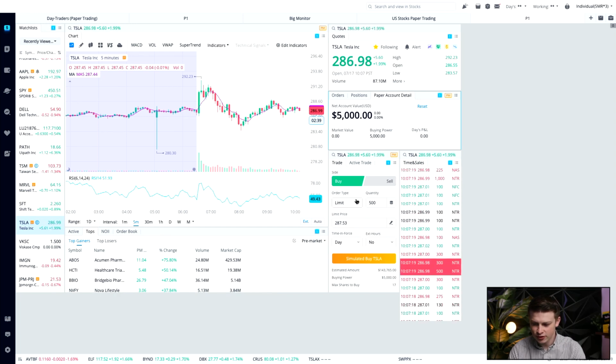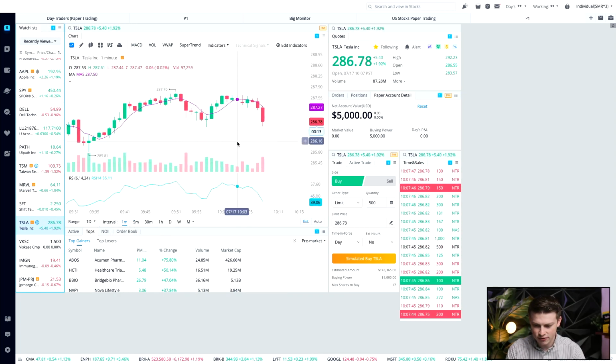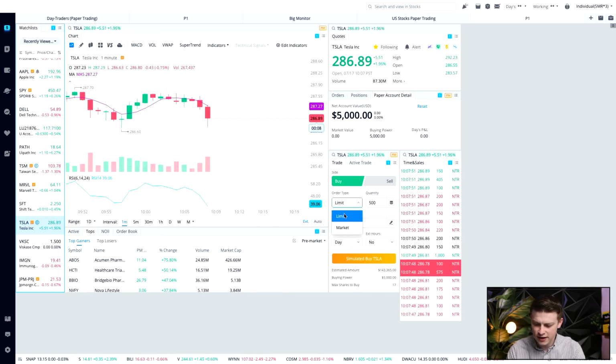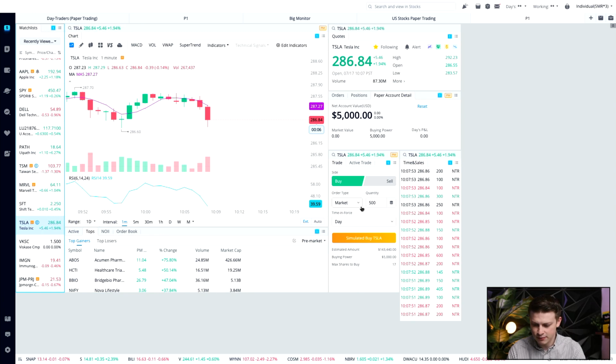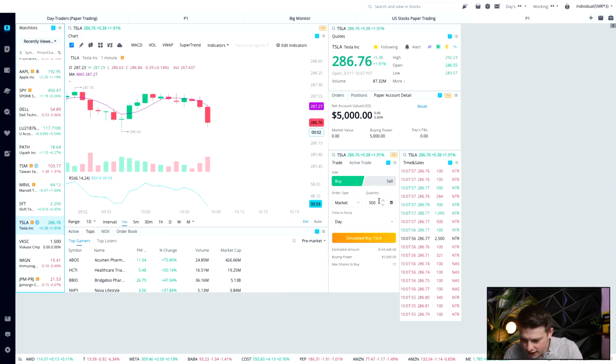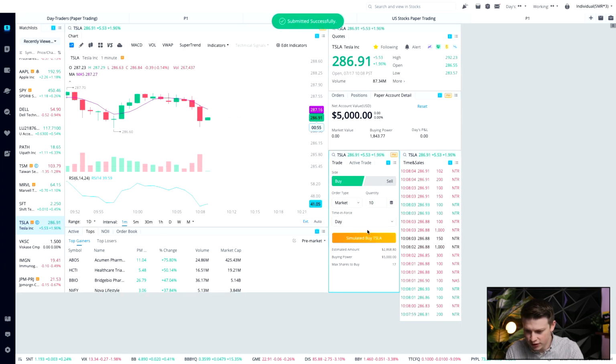So let me show you actually what's going on. We can set our interval to 1 minute. Let's check it out. Big red candle. So hypothetically, let's just say, hey, I think Tesla is going to rebound because it's on this red candle right now. So we've got $5,000. Let's buy 10 shares at market of Tesla.